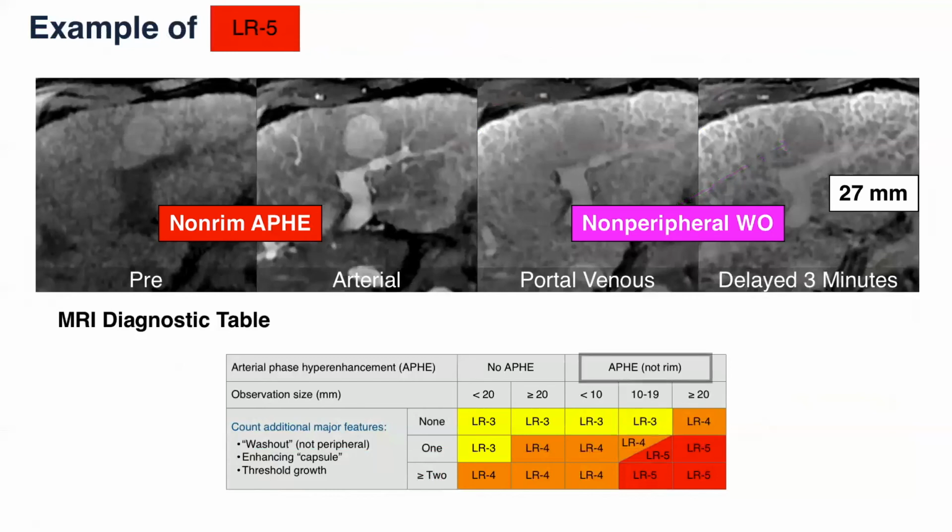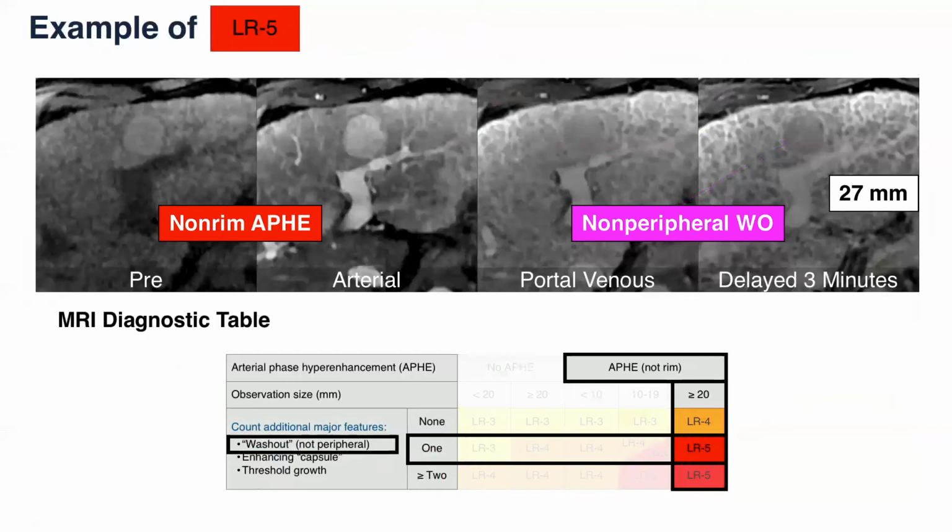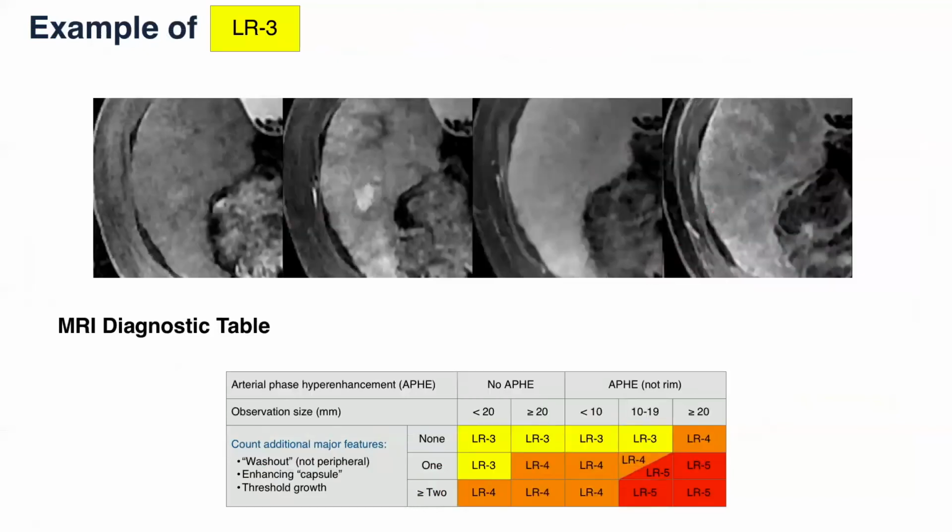So how do we categorize this lesion? It has APHE. It's bigger than 20 millimeters. So it's in this column over here. It has washout only. Washout only is 1. It's in this row. And this is a LI-RADS 5, definite HCC.